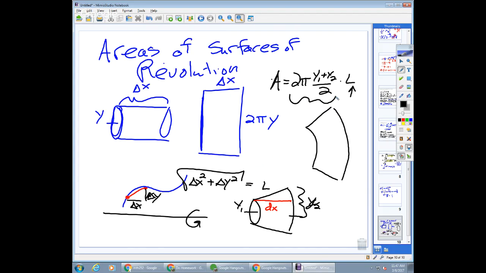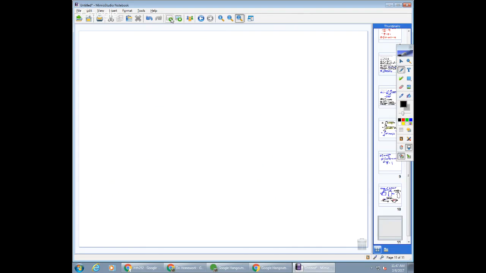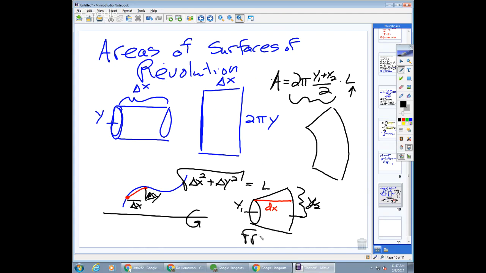Okay. So what's going to happen is I want to add up all these little chunks. A chunk of a cone like that with the top chopped off is called a frustrum. Kind of a weird name. This sucker right here is a frustrum. Frustrum is just a cone with the top chopped off. That's all.